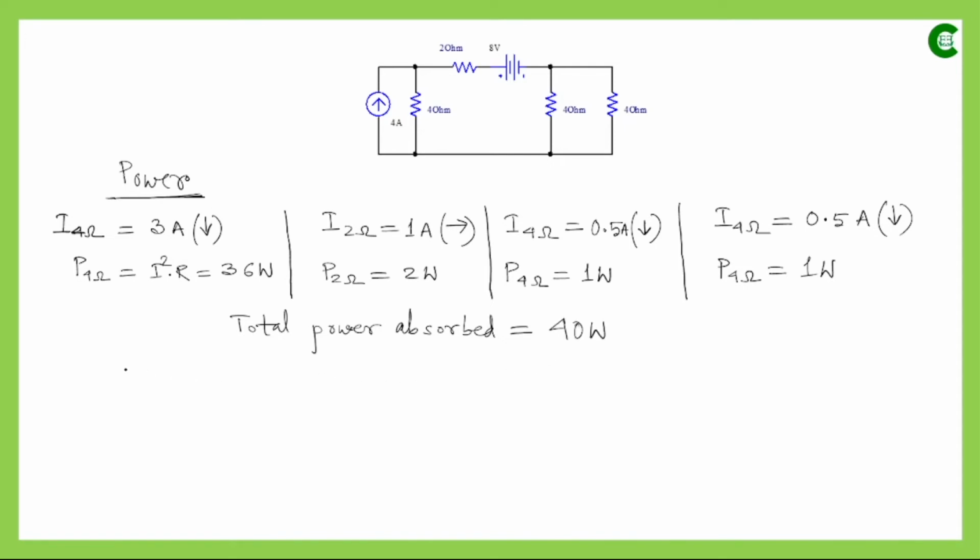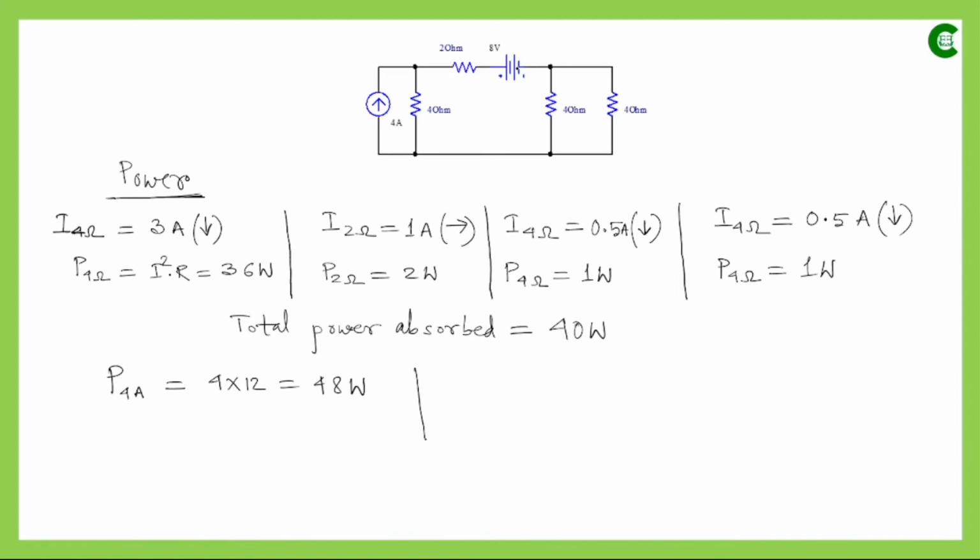Now we will find out the total power delivered by those energy sources. Because of this current source, the voltage drop across this current source we have to obtain first. Because of this resistor, the voltage drop will be the current value, which is 3 ampere, multiplied by the resistance value. So it will be 12 volt. That means the voltage drop across this 4 ampere current source is also 12 volt. So the power delivered by this 4 ampere current source will be 4 multiplied by 12, so it will be 48 watt.